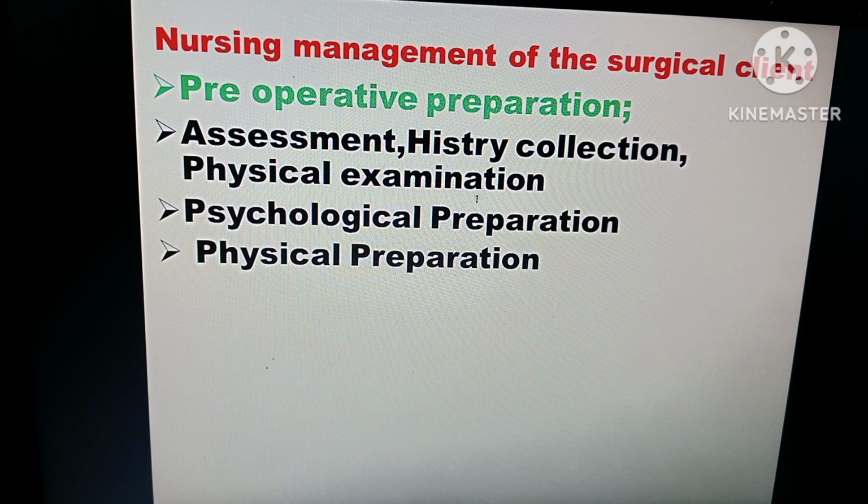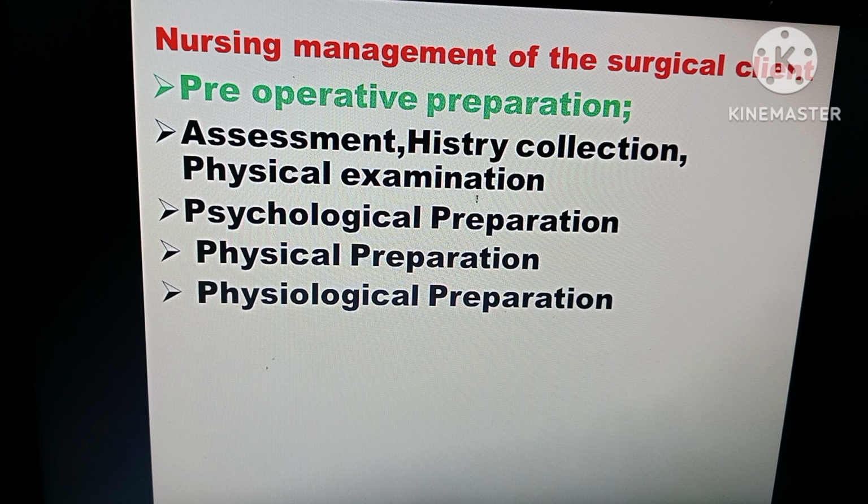Physical preparation. In first year, fundamentals of nursing, you all have studied that. When a client is undergoing surgery, what are all the preparations? Physical preparation means part preparation, where the surgery is being done and where the anesthesia is being given, like shaving the part, soap and water enema, daily bath. If the client has the habit of smoking, drinking, gudka eating, or taking some other medication, advising the client to stop all those habits as well as the medication. So this is the physical preparation.